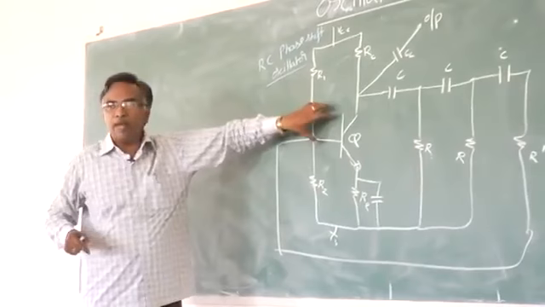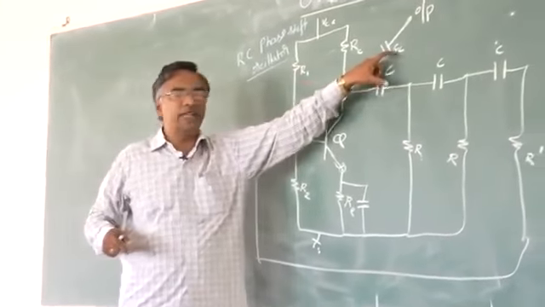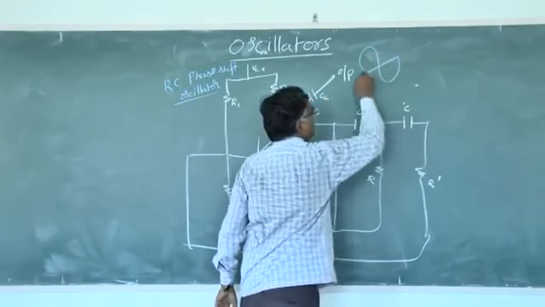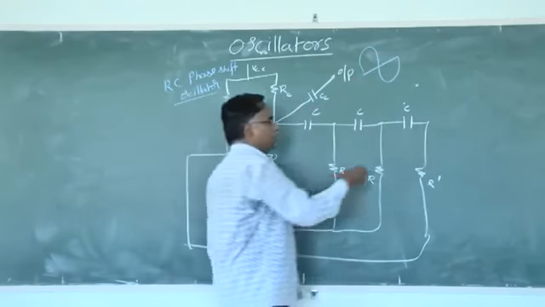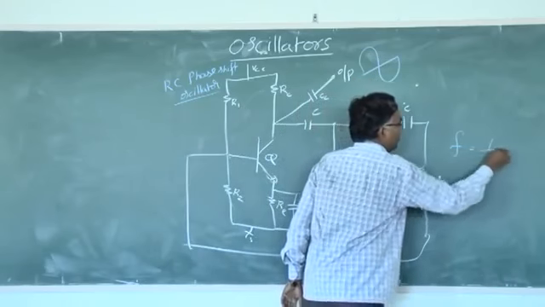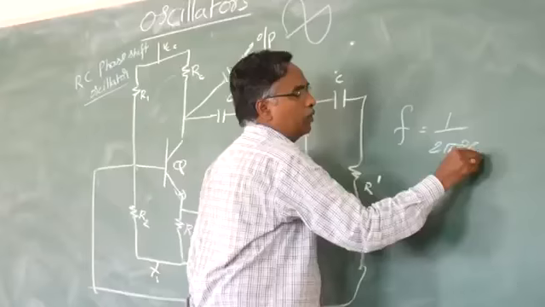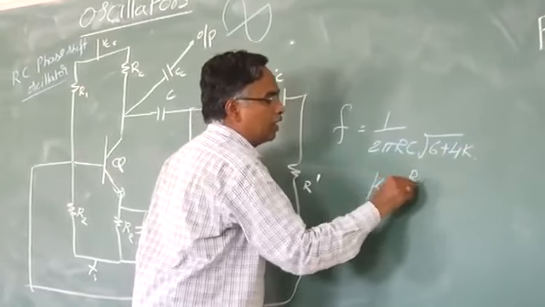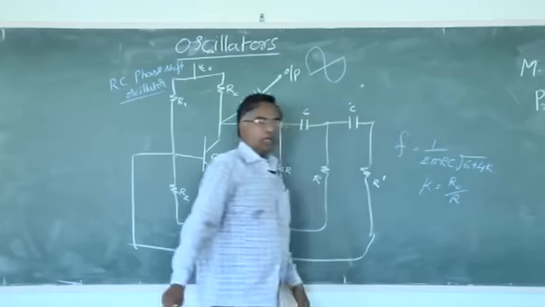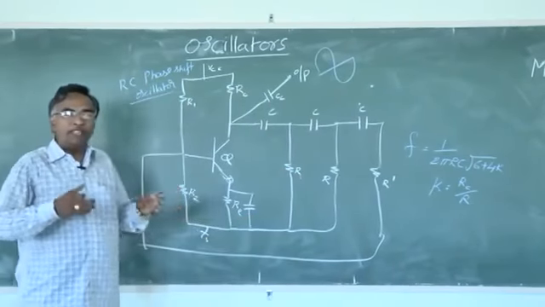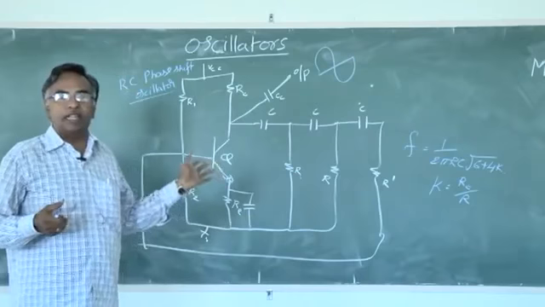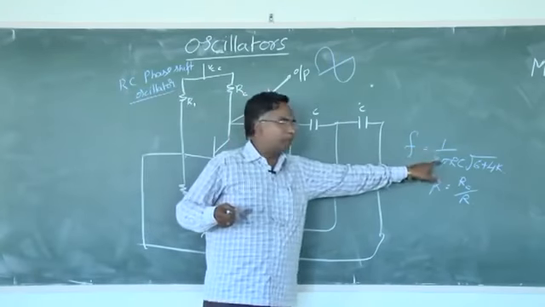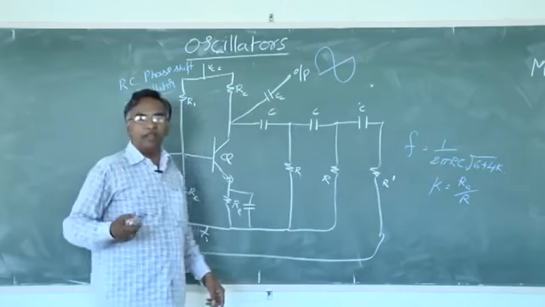Here is the amplifier, and this is CC, a coupling capacitor, and we get a signal at the output. This is the sinusoidal signal whose frequency is given by the formula F is equal to 1 by 2 pi RC root of 6 plus 4K, where K is equal to RC by R, that is a constant value.